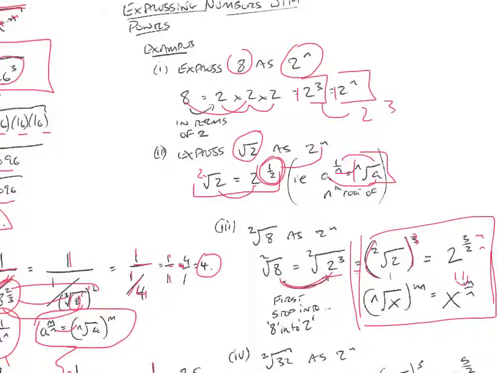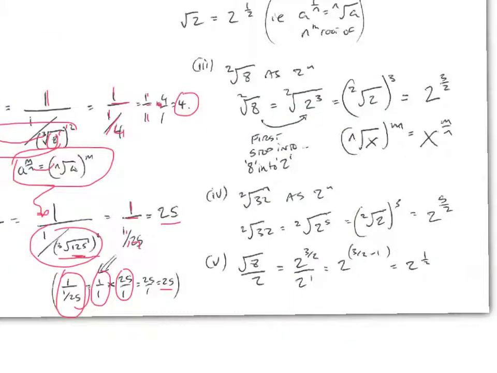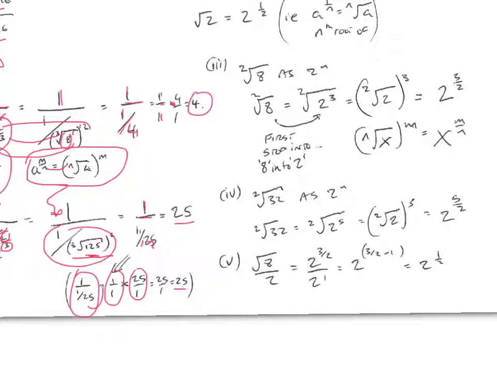So they do take a bit of looking at, but it's by practice that you start to get into the swing of them. Okay, express square root of 32 as 2 to the n. Square root of 32 is the same as square root of 2 to the 5. That's the same as the square root of 2 all to the power of 5, which again is an x to the m situation. And the 5 goes there, and the 2 is there, and this 2 is there.